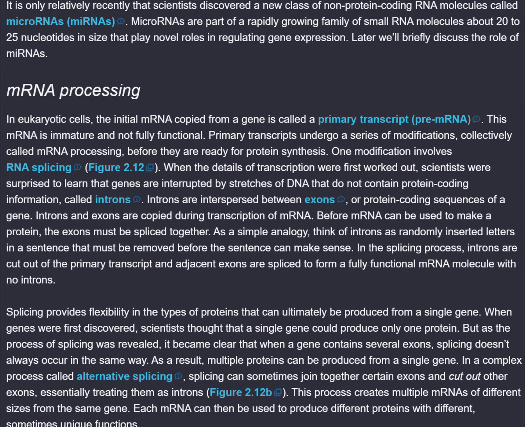It is only relatively recently that scientists discovered a new class of non-protein coding RNA molecules called microRNAs, miRNAs. MicroRNAs are part of a rapidly growing family of small RNA molecules about 20 to 25 nucleotides in size that play novel roles in regulating gene expression. Later we'll briefly discuss the role of miRNAs.